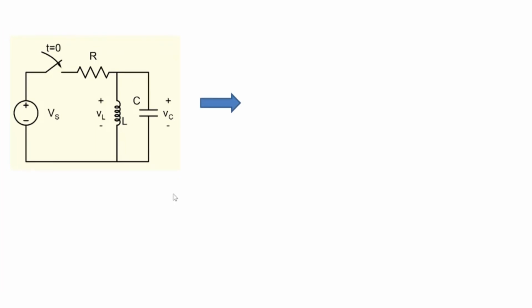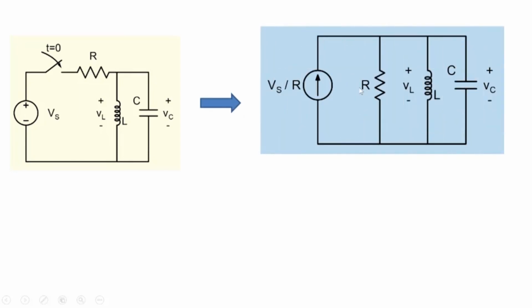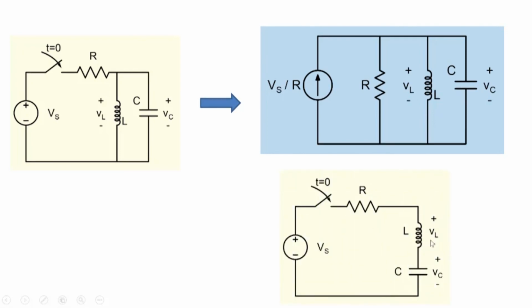Note that this one looks like it's not a completely parallel circuit, but we can use source transformation of Vs and R. Once you close the switch, Vs and R can be written like this here, right? Vs by R, R, L, and C. So it becomes a completely parallel circuit. And the previous one was a completely series circuit, and this is a completely parallel circuit here.